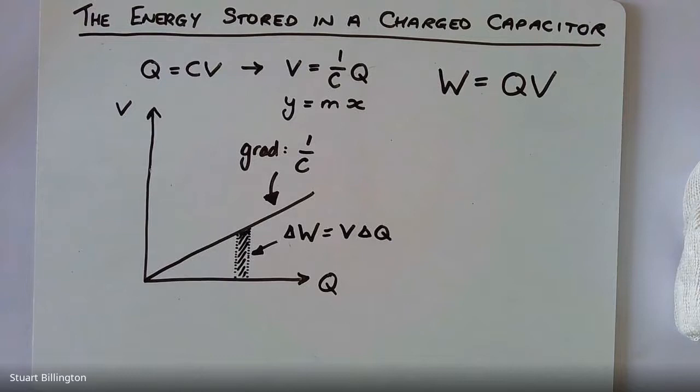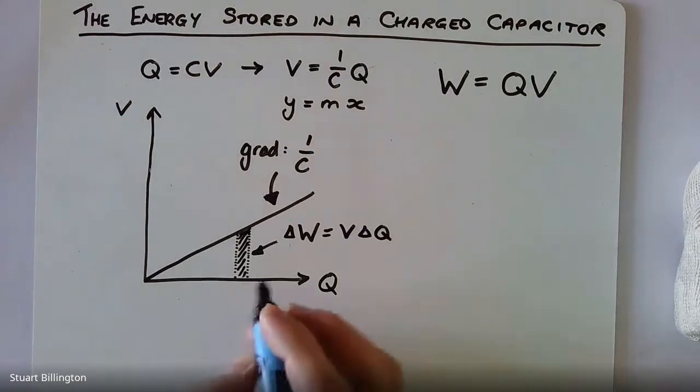And we've played this game many times before in all different topics, that we can make delta Q infinitesimally small, meaning we can make it as small as we want to, meaning that we can consider V to be constant during that very small change.